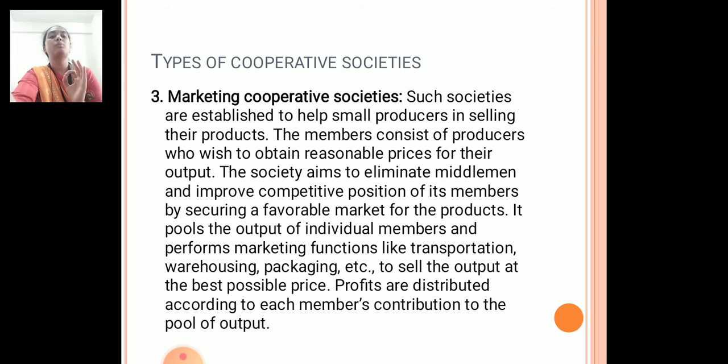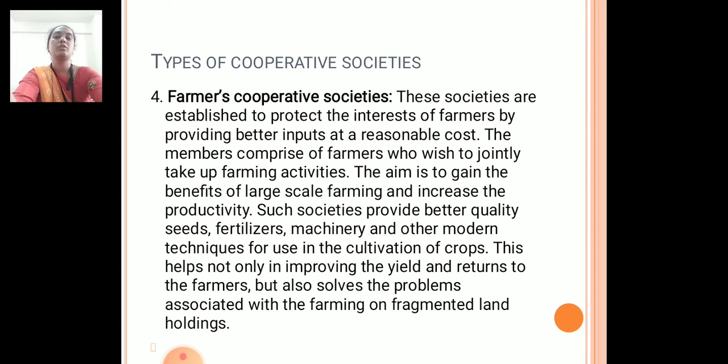So the small producers should get the best possible price. Whatever cost they have incurred, whatever their effort is, their effort should be rewarded by giving them the best possible price. Again, the profits are distributed according to each member's contribution to the pool of output.